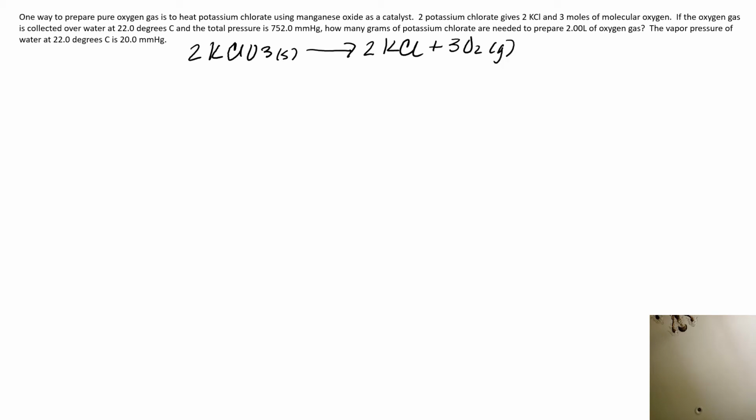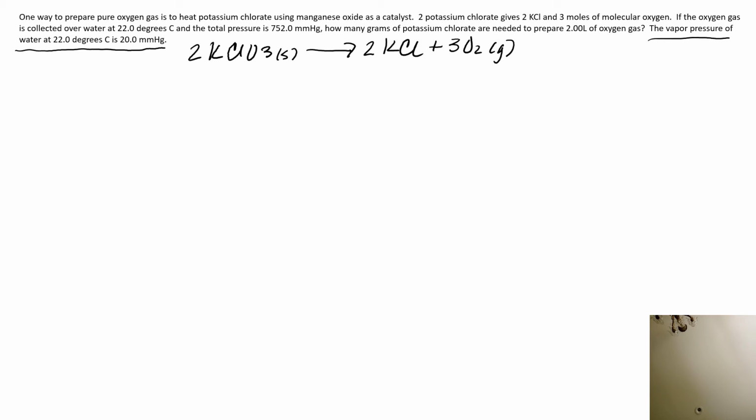We're told that the oxygen is collected over water at 22 degrees Celsius. We're given a total pressure of 752.0 millimeters of mercury, and the question is, how many grams of potassium chlorate are needed to prepare 2 liters of O2 gas? We are given the vapor pressure of water at that temperature. So we're given the temperature of the water, which is presumed also to be the temperature of the gas.